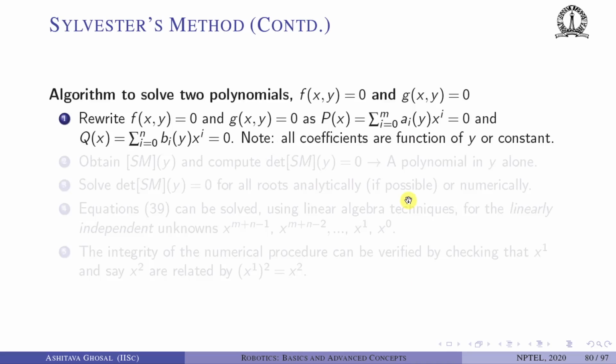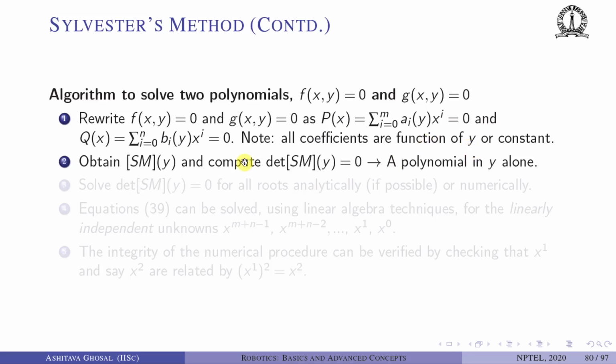So what is the algorithm? We can write it in steps. Given two polynomials f of x comma y equal to 0 and g of x comma y equal to 0, rewrite these two polynomials as the sum of a_i x to the power i. So basically take all the y parts into the coefficients and other polynomial variables, so that we have the sum of b_i as a function of y times x to the power i equal to 0. Now all the coefficients of these polynomials are functions of y or constants.